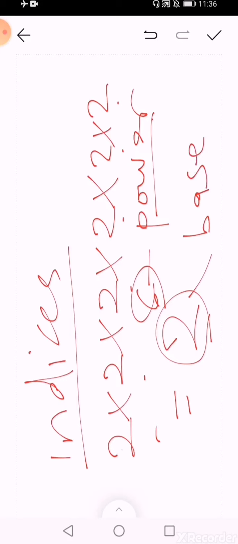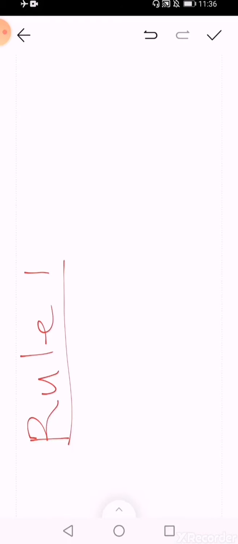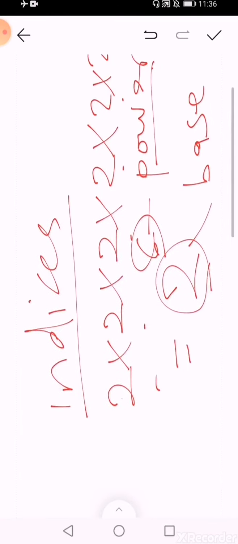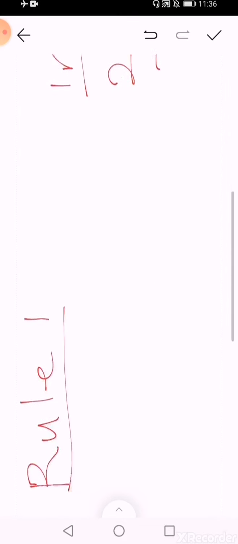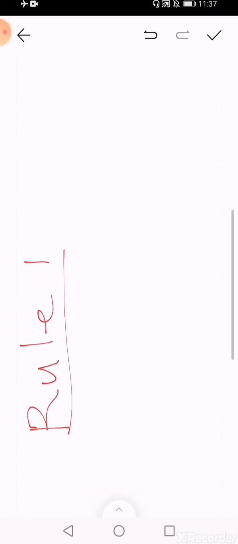Now we want to learn more about how we can use indices in our mathematics. We are going to look at the rules or the laws of indices. Let's start with rule 1. Rule 1 talks about multiplying powers of the same base. You remember we said the power is the small number which we write at the top, and the base is the bigger number at the bottom. Now we want to multiply powers of the same base.